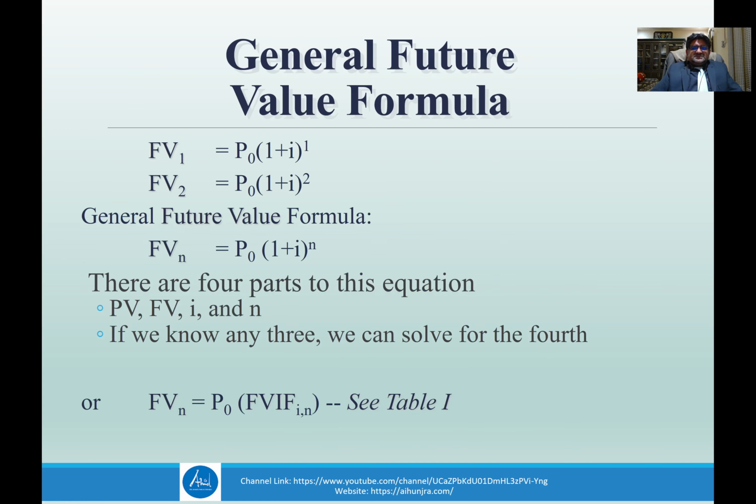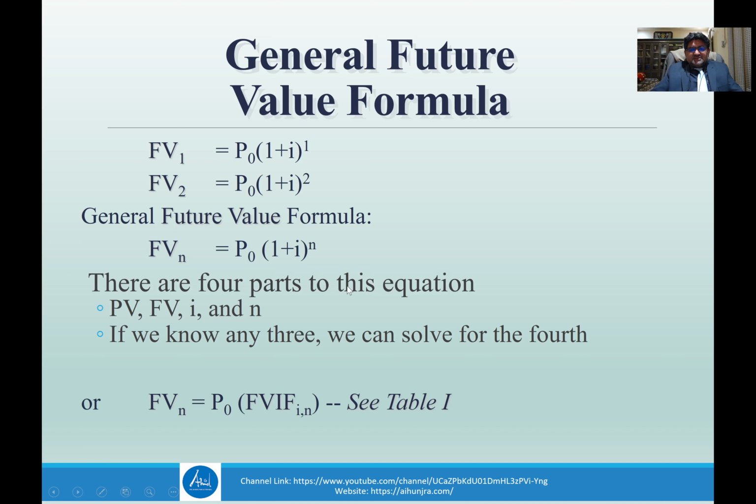So here is the general future value formula. Future value 1 raised to power 1, future value 2 raised to power 2, future value n raised to power n, obviously. So the general formula is future value of n is equal to P naught. What is P naught? That is today's amount or investment amount, meaning present value, times (1 plus I) raised to power n.